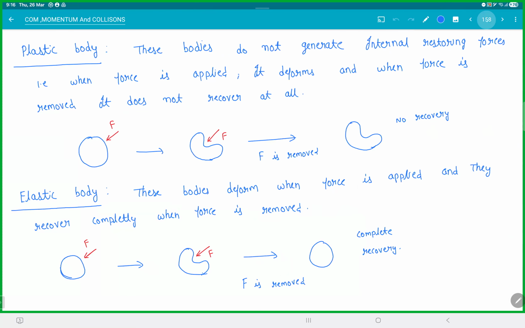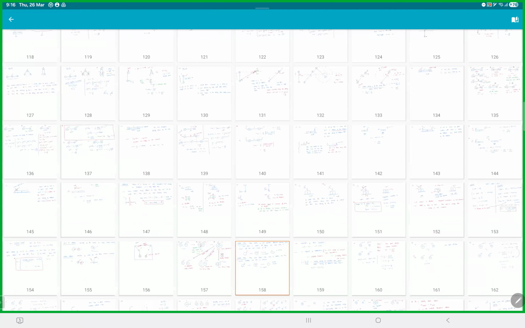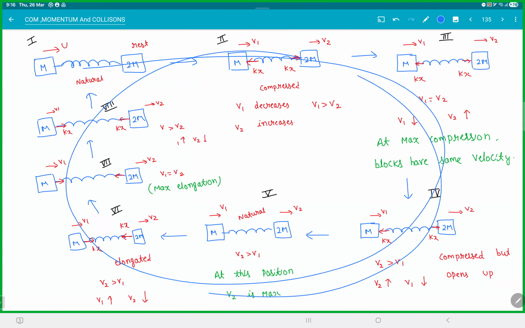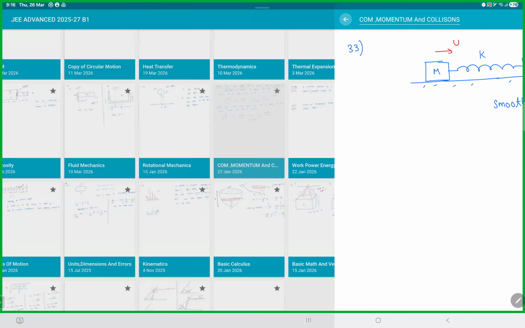In case you don't remember, you should definitely go back to the center of mass. We did this in pretty good detail. If you remember, we wrote this whole process, all the stages that happen inside of this. You should definitely check it out in case you don't remember. Page 134, center of mass collisions.